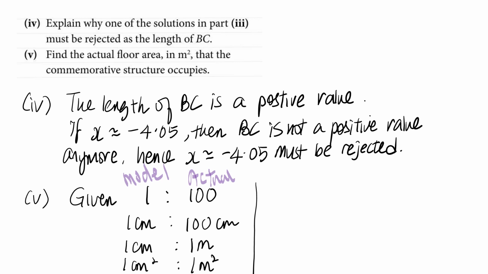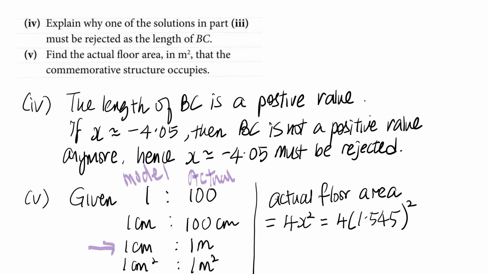This is called the linear scale. So we're going to convert it to the area scale. So how do I get 1 cm squared? 1 cm squared is 1 times 1, so 1 cm times 1 cm gives you 1 cm squared. And you do it also for the 1 meter. So 1 meter times 1 meter also gives you 1 meter squared.